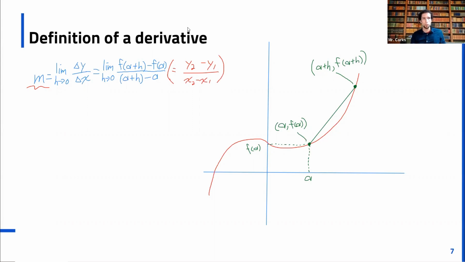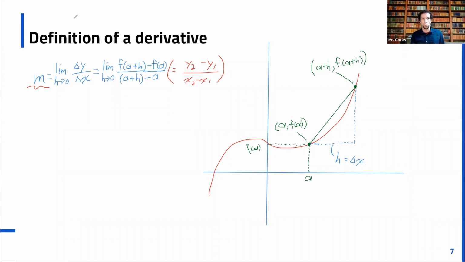So h is representing, that's hard to see, blue. h is representing the horizontal distance between these. So this distance here is h, and it's the distance between the two X values. So h is also delta x. It's the exact same thing. So h is just representing delta x here. It's the difference between the two X values.